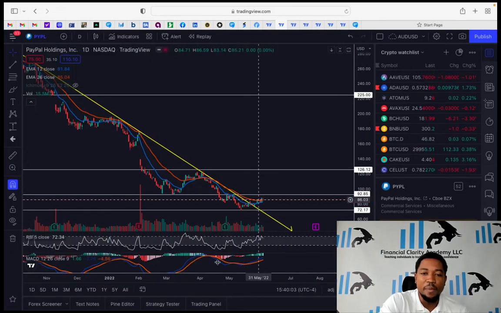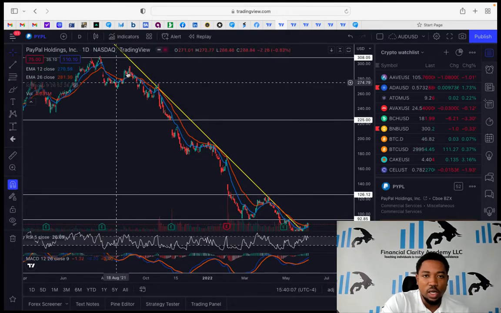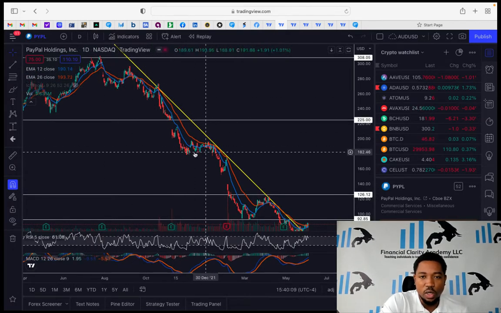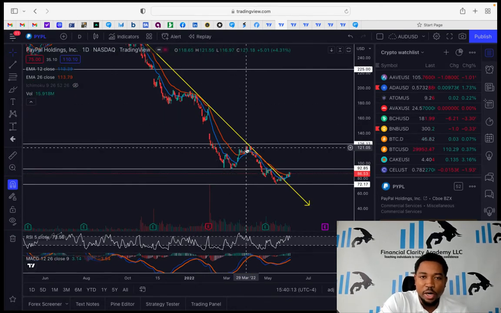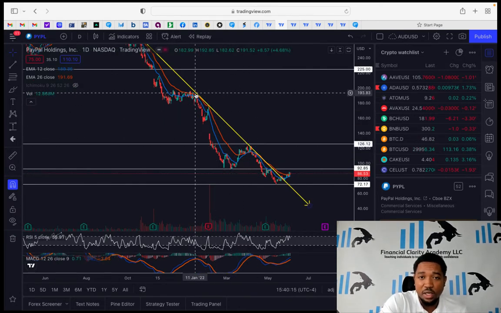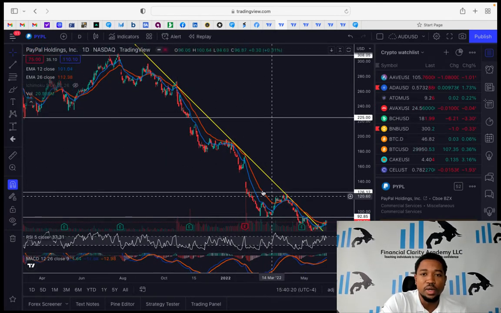So even though PayPal's on a downtrend, we're making lower lows, lower highs, lower lows, lower highs, lower lows, lower highs. So you'd be entering puts on these swings right here to ride the market going down. So every time it touches the resistance, you enter a put, enter a put, enter a put.